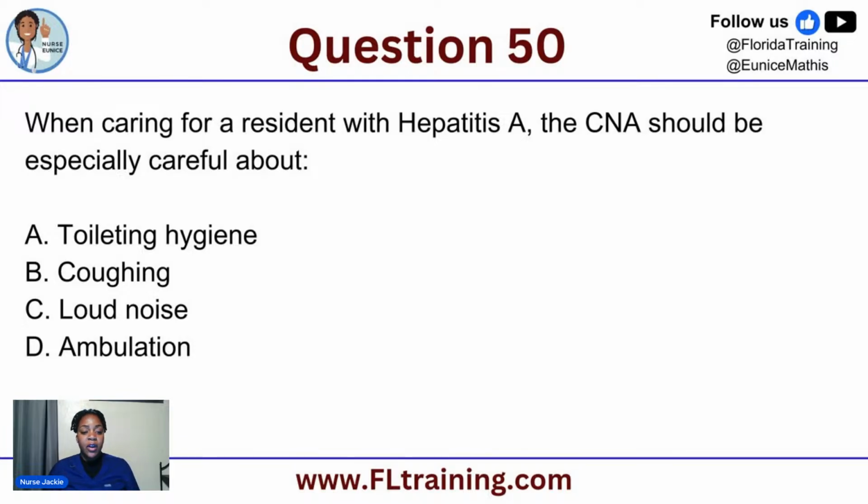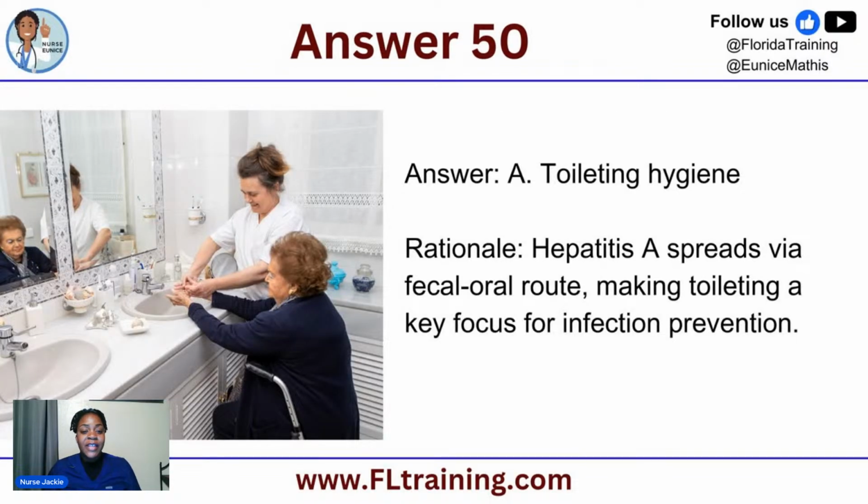Question 50. When caring for a resident with hepatitis A, the CNA should be especially careful about A, toileting hygiene, B, coughing, C, loud noise, or D, ambulation. All right, here we go in 3, 2, and 1. Correct answer is A, toileting hygiene. Hepatitis A spreads via fecal oral route, making toileting a key focus for infection prevention.